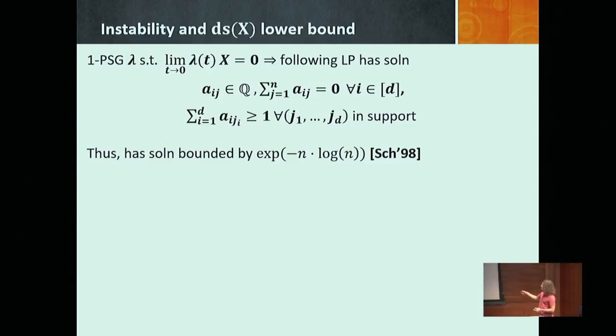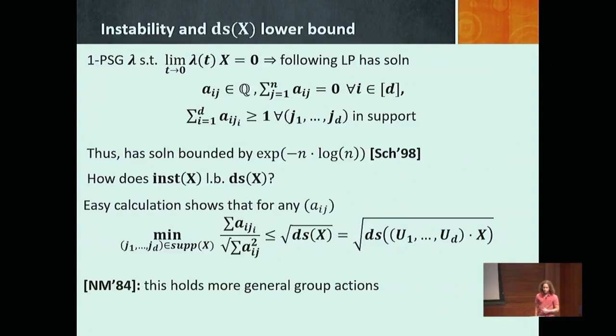Now, a simple result in linear programming theory just shows that, based on this description, the linear program has a solution bounded by exponential minus n log n. Okay? So you can always show that such a solution exists if you have one. And this gives an upper bound on a lower bound on the instability. And now, how does instability lower bound my distance to doubly stochastic?